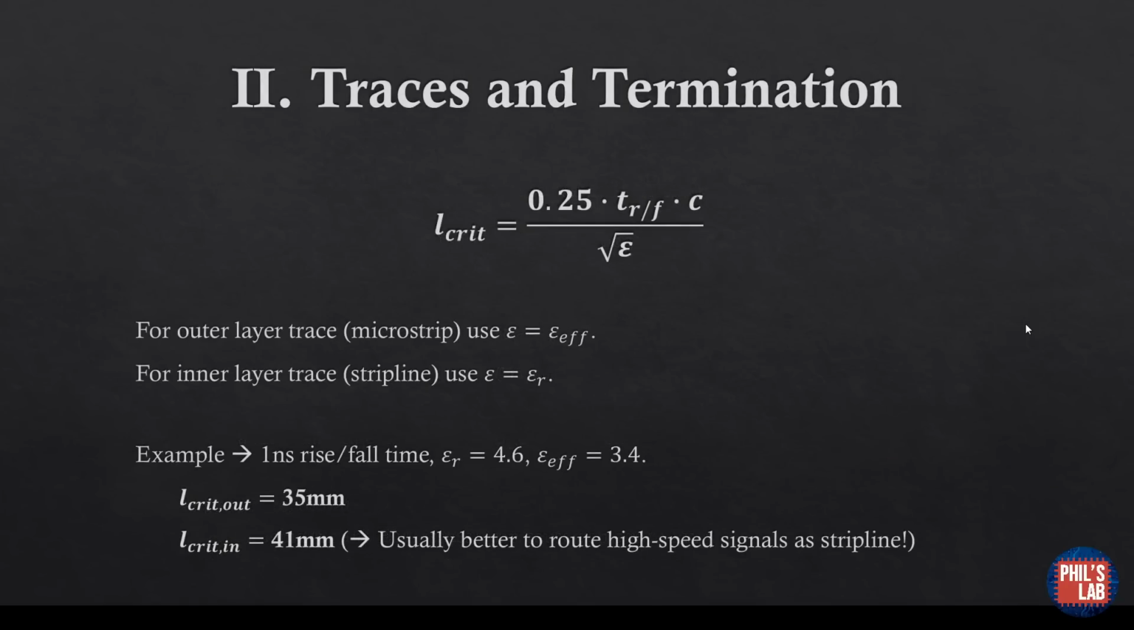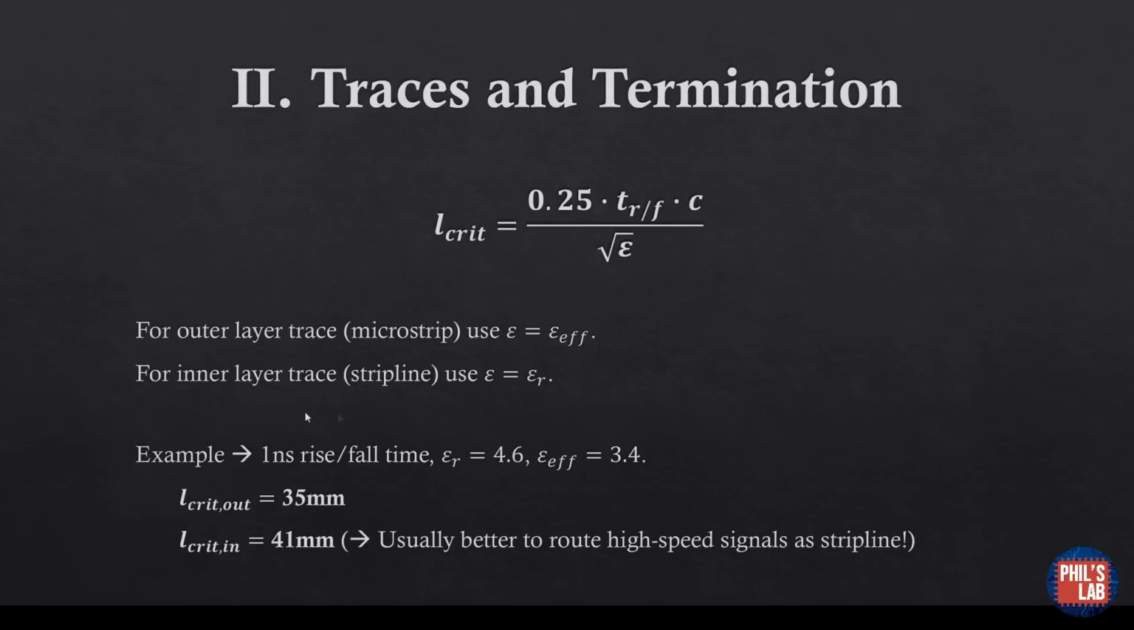Looking again at the trace length, here's our critical length formula. And the dielectric constant depends, of course, if we're routing on an outer layer or an inner layer trace. For an outer layer, so for a microstrip, we need to use the effective dielectric constant, and there's many calculators on the internet to help you do that. This is because we have to consider the dielectric constant of the air, or the surrounding medium, as well as the dielectric constant of the fiberglass or the prepreg. For the inner layer trace, we simply use the dielectric constant of the inner layer dielectrics.